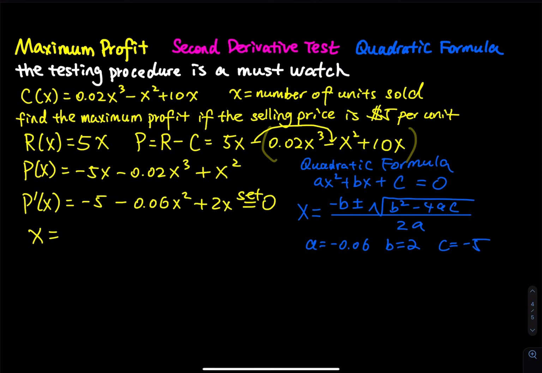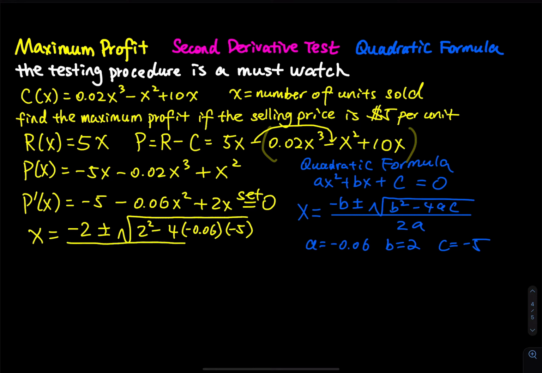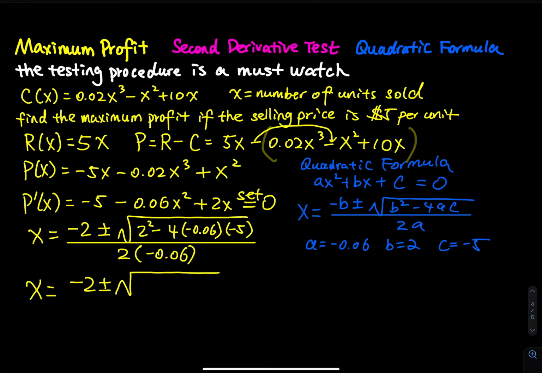So all you have to do is plug in. So x equals, what is that equal to? Negative b, so that will be a negative 2, plus or minus the square root of b squared, so that will be 2 squared, minus 4ac, so 4 times a times c, and then divided by 2a, so 2 times a, which is 2 times negative 0.06. So you have x equals negative 2 plus or minus the square root of, inside the radicand, I got 2.8, divided by 2 times that, which is negative 0.12. So what is that equal to?